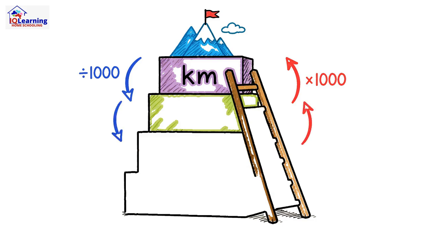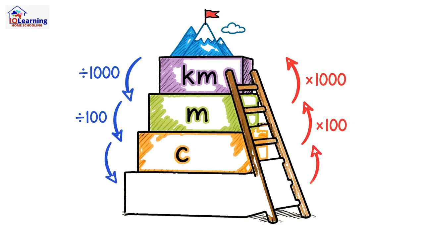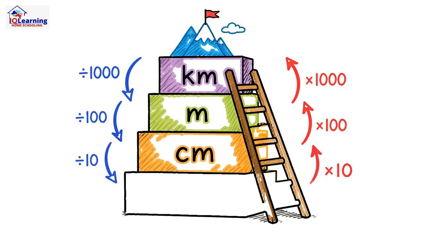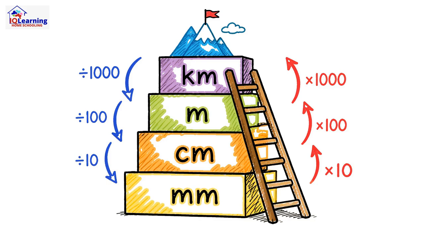It's all based on the numbers 10, 100, and 1000. Imagine a length ladder. At the bottom are tiny millimeters. You climb up to centimeters, then to our home base, meters, and finally to the very top, kilometers.